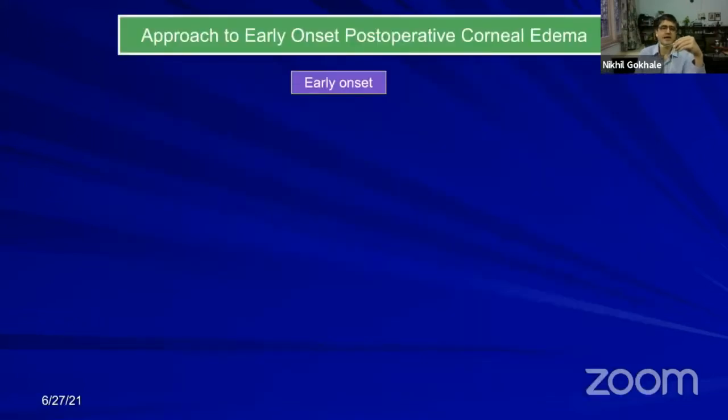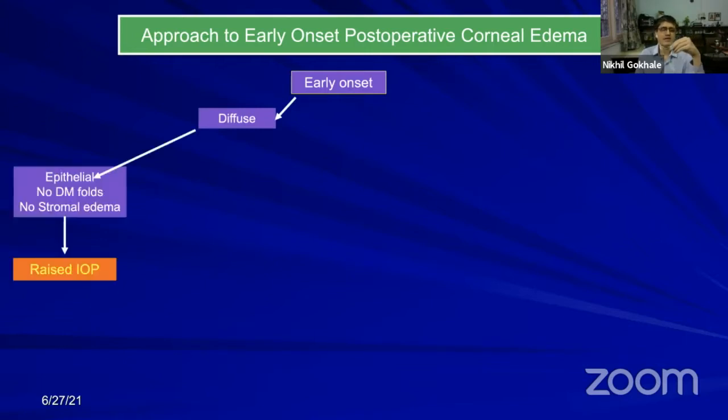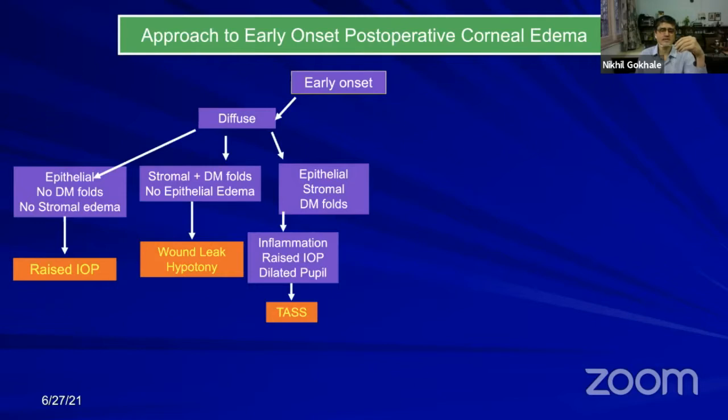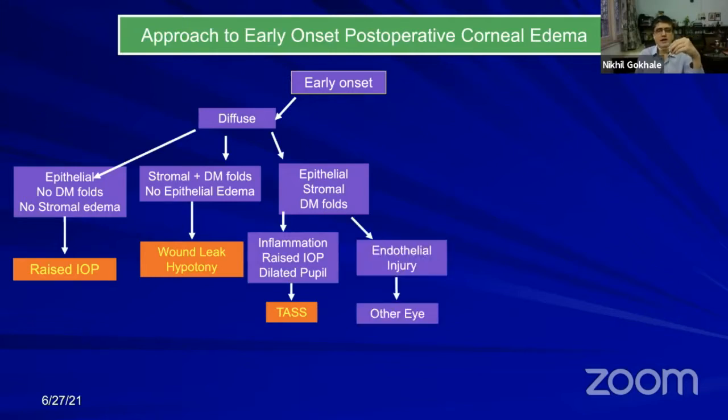Keeping this in mind, if you have a patient who would walk into my clinic with a referral of early onset corneal edema, I normally try to look if it's a patient who has a diffusely hazy cornea, which looks mainly epithelial edema, I would consider raised intraocular pressure. Whereas a patient with no epithelial edema with a very hazy cornea, it could be a patient who has hypotony or wound leak. And another patient where there is a diffuse edema involving all the layers, I would also look for presence of inflammation, raised pressure, or a dilated pupil, which could suggest a toxic anterior segment syndrome. However, in the absence of this, it might indicate there is an endothelial injury.